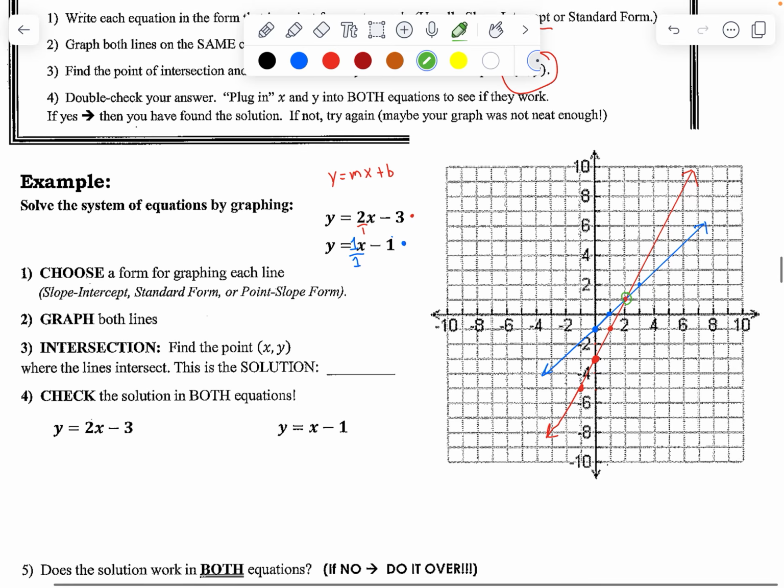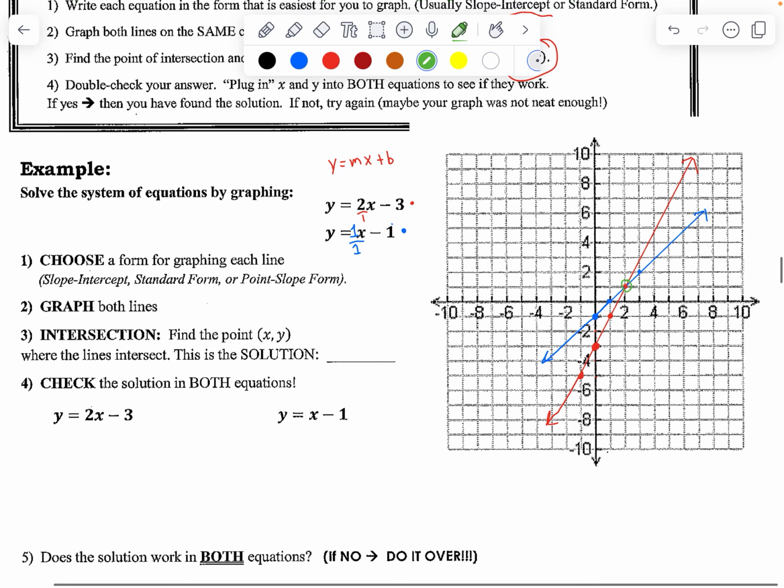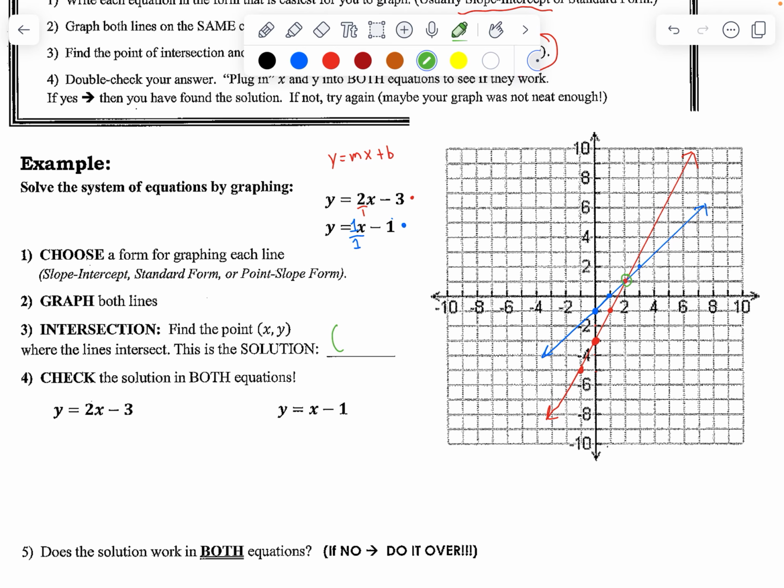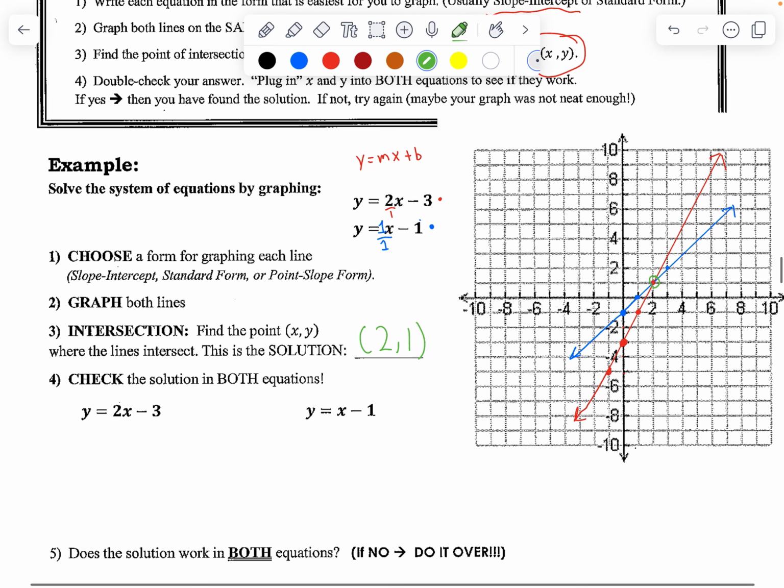Now that we've graphed them, we found the intersection. That tells us the solution is going to be 2, 1, because that is where our two lines intersected one another. And that's how you're going to graph using slope-intercept form, or you can use any form, but I would recommend using slope-intercept form.